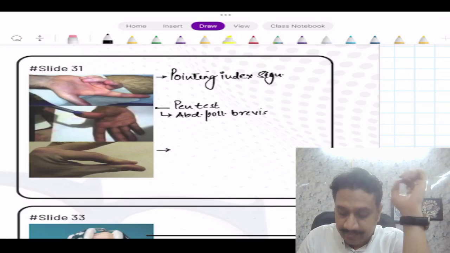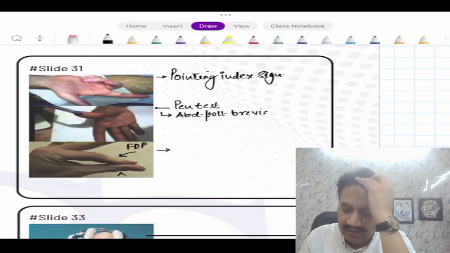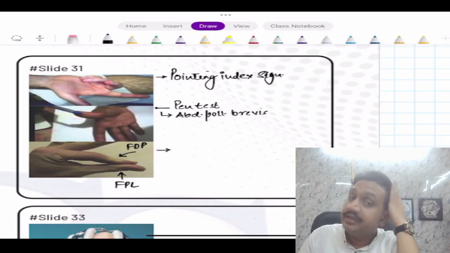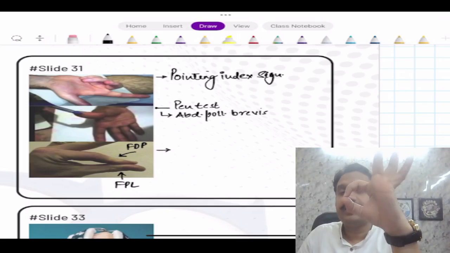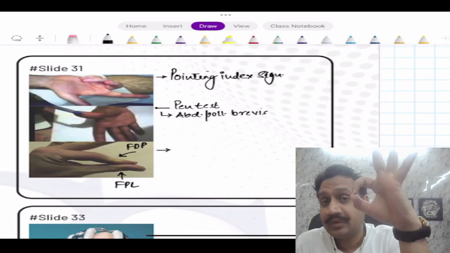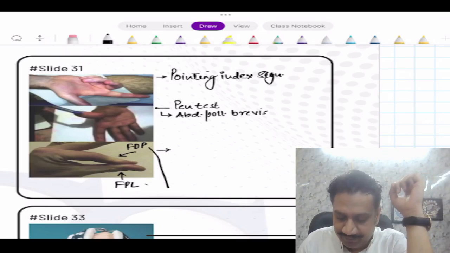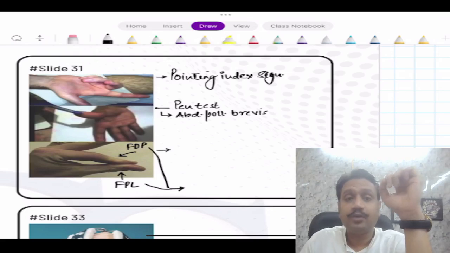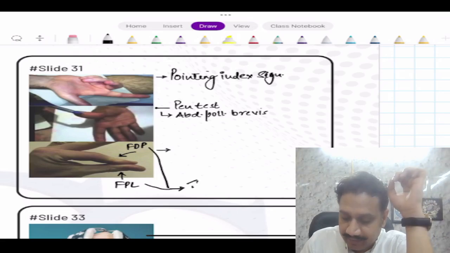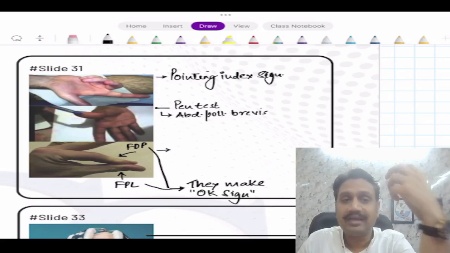And ideally, the flexor digitorum profundus and the flexor pollicis longus, these two are not able to flex it properly, right? If they were able to flex, the person should have been making an okay sign like this. If FDP and FPL are working fine, what do they make? I'm writing here, they make the okay sign, which is not happening here, right?